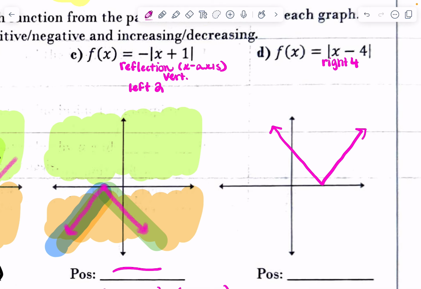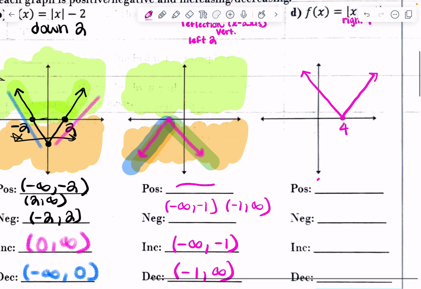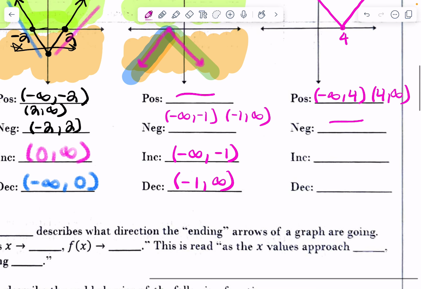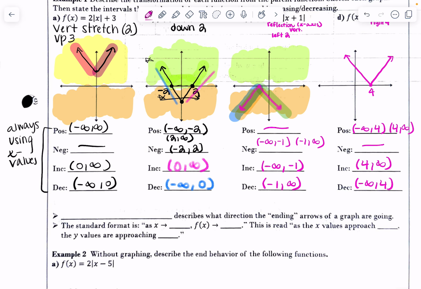Okay. And so I have a point here at 4. I have a positive interval. It's -infinity to 4, 4 to infinity. I don't have any negative intervals. I have an increasing interval from my 4 to infinity and decreasing from -infinity to 4. So hopefully you can quickly check your answer with that one.